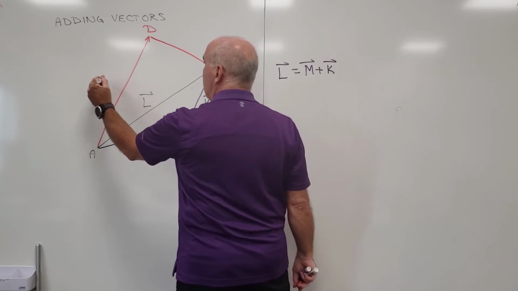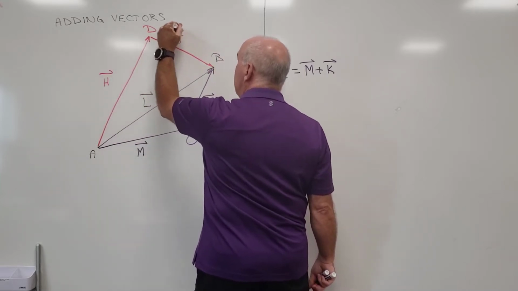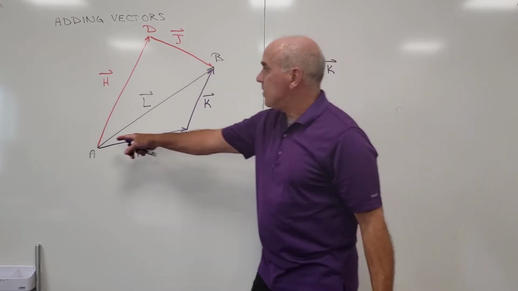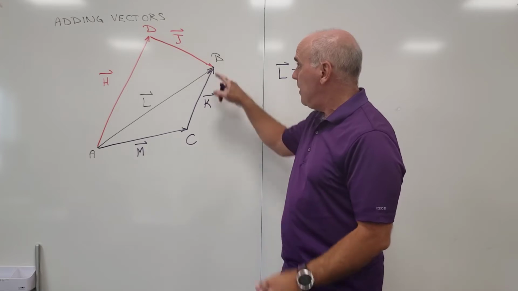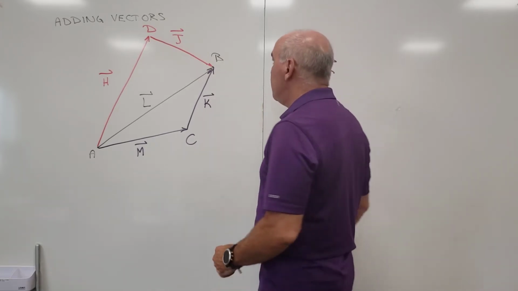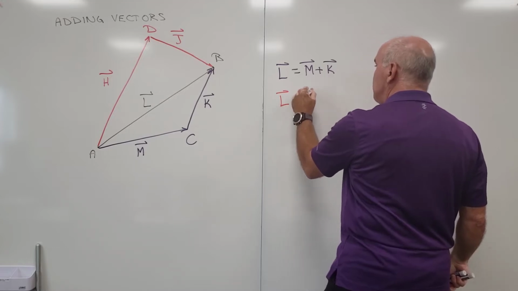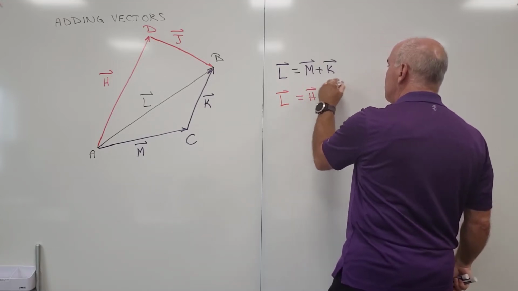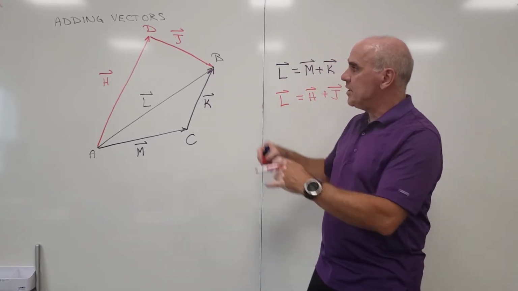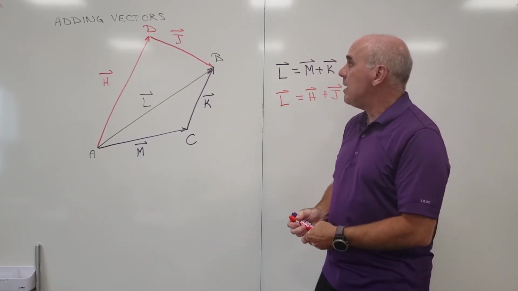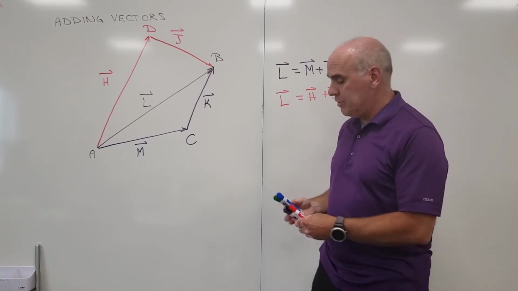All right, so let's call this H and J. And so vector H plus vector J, that same path, I end up getting to B. And so I can say then that L equals H plus J. So I can add those two vectors together and I end up at the same place. Well, it doesn't even have to be just two vectors. It can be more than two vectors.